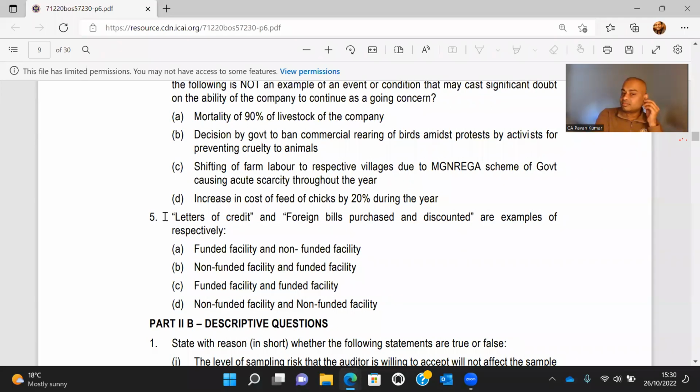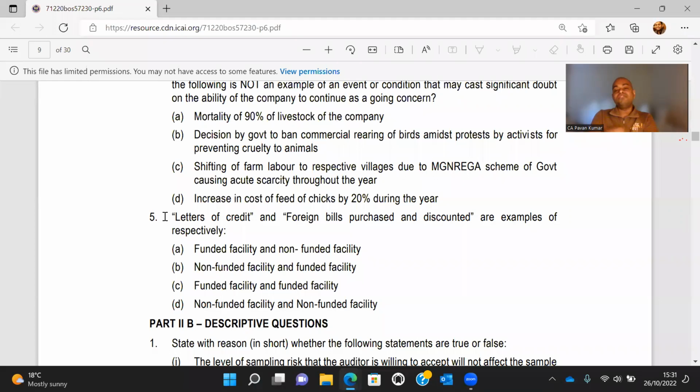Letters of credit and foreign bills purchased and discounted are examples of respectively funded facility and non-funded facility, non-funded facility and funded facility, funded facility and funded facility, non-funded facility and non-funded facility. Now, you know, one general knowledge question. What is funded facility? What is non-funded facility? You don't know? Cash flow. Someone texted cash flow and you are telling cash flow. I mean, cash flow will be for funded facility.